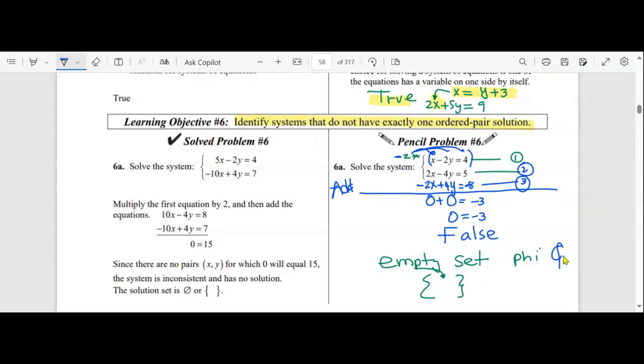So in this case, we say the empty set is phi. What shape is phi? It's like this. It means empty set, which means no solution. It means the two lines are what? Parallel, because they don't intersect.